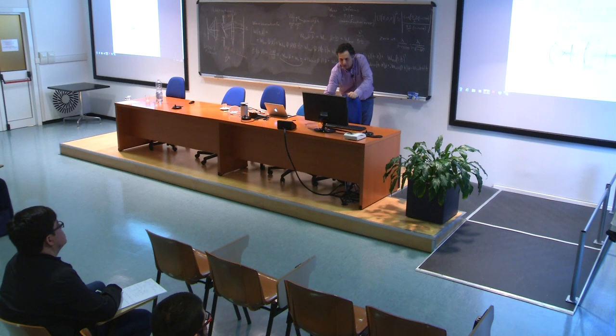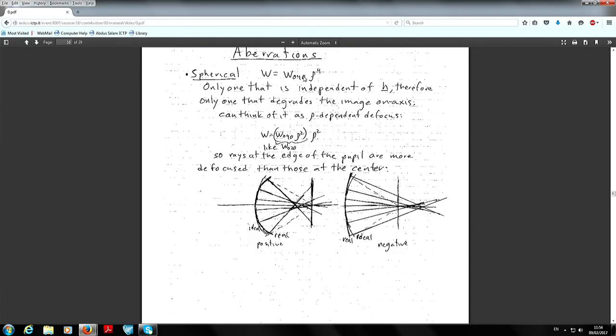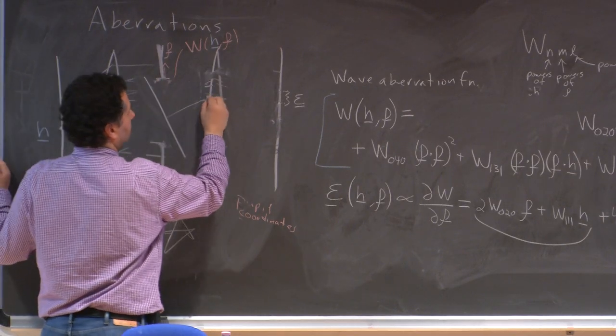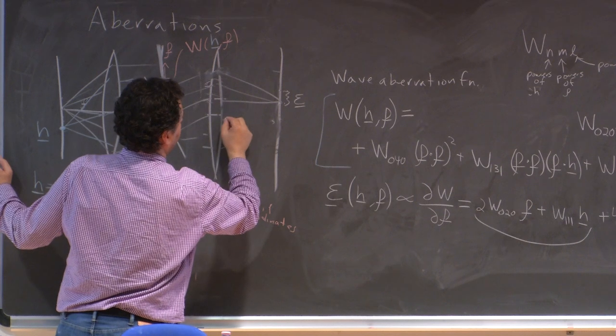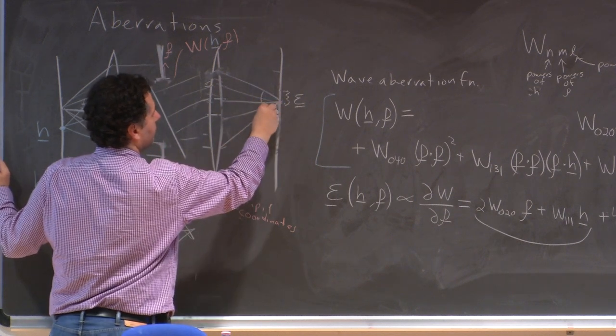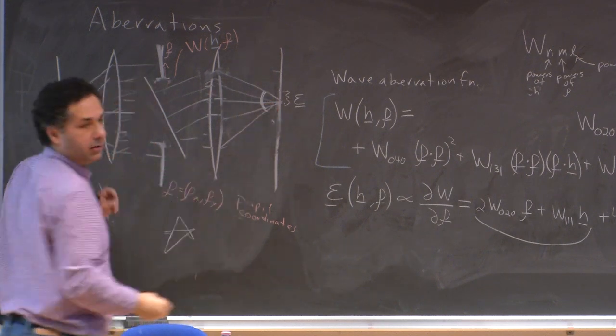So W040, this one here, is called spherical aberration. Why is that? Well, so let me draw this again. So I have my ideal wavefront, and I have the ideal rays, that would go here and would converge to this point. So down here, the wavefront would be a nice spherical wavefront.